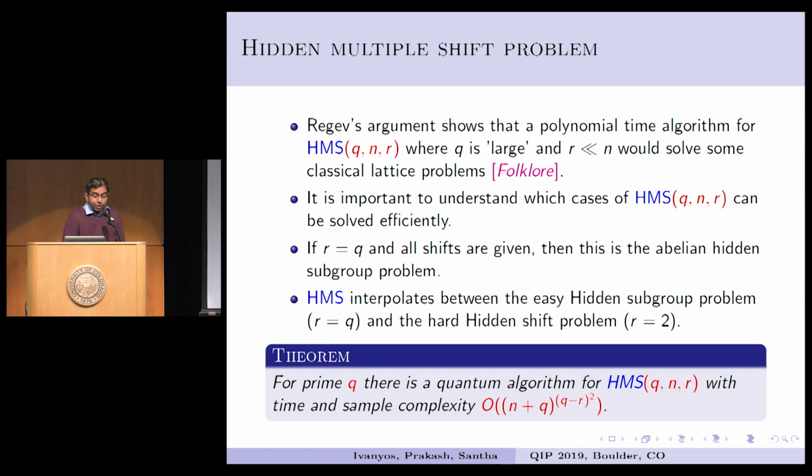One immediate observation is that if R is equal to Q and we have access to all the possible shifts, then this problem is easy. It is the abelian hidden subgroup problem, and it has an efficient algorithm.